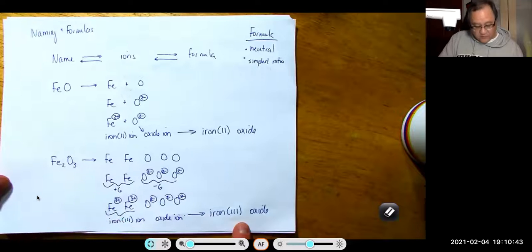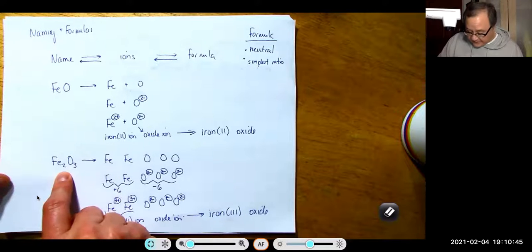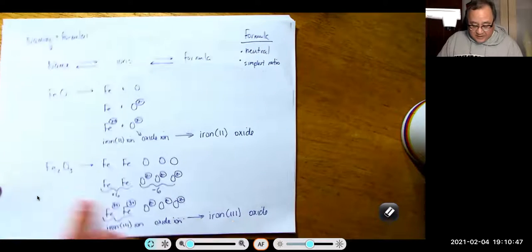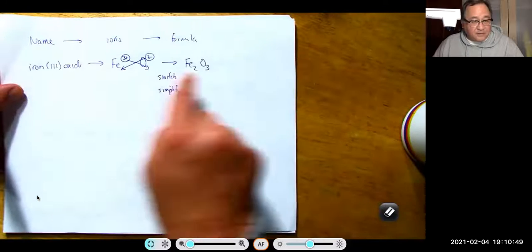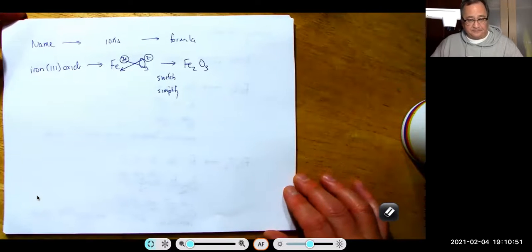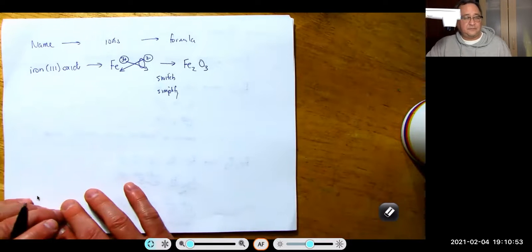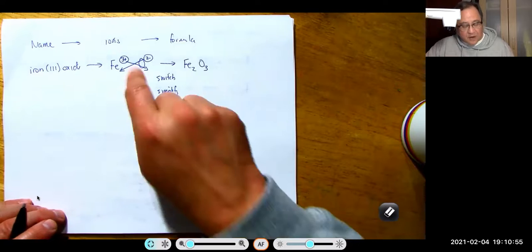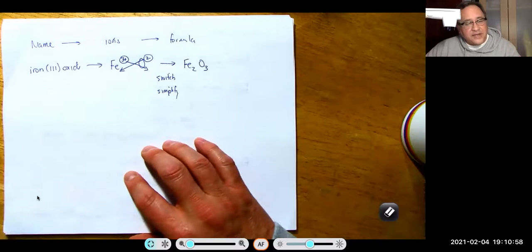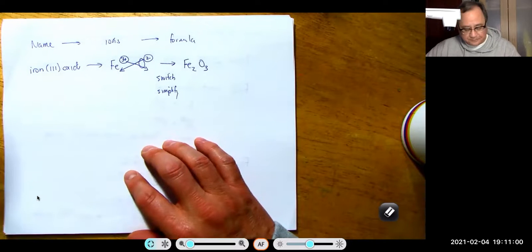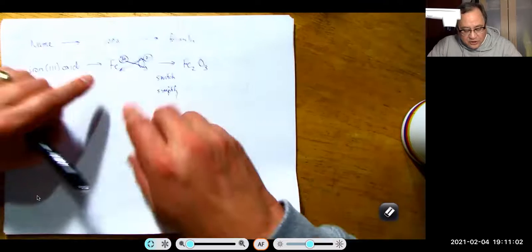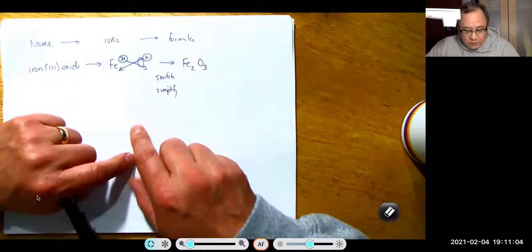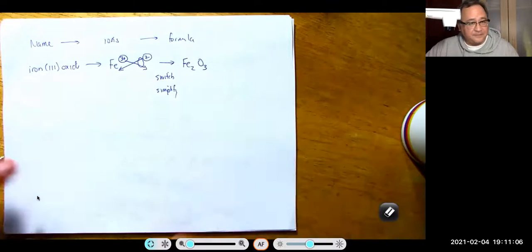And remember, for iron 3 oxide, we had that formula here. We got to that name. Now we just took the name and we got to the same formula. So the switch and simplify works great. I'm going to give you an example now where you're going to work it out. You're going to get the charges on the ions. You're going to do the switch and simplify, and you're going to get the formula.